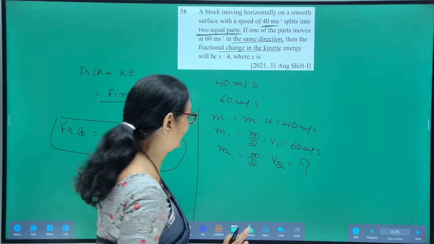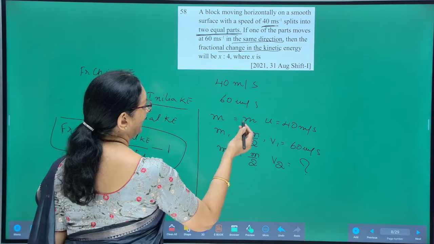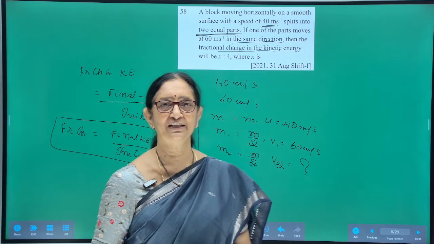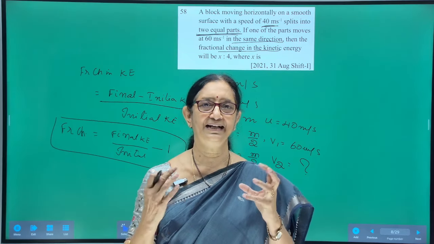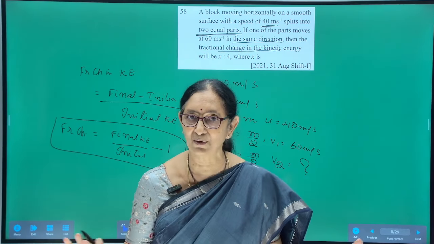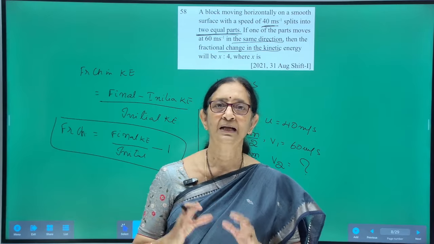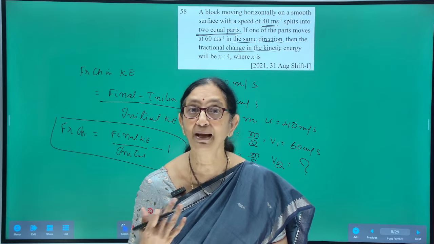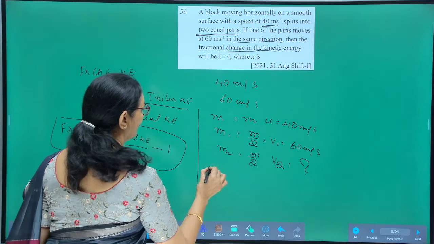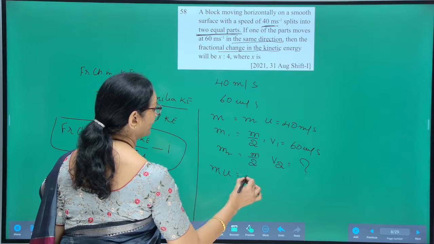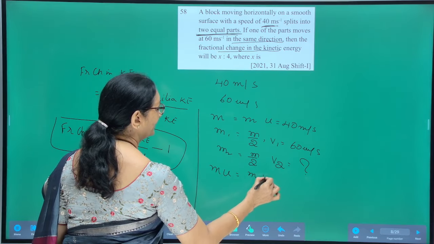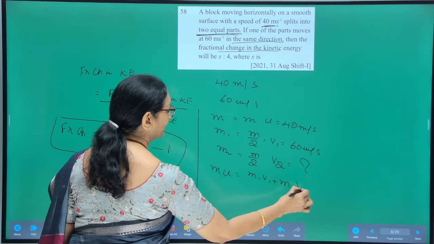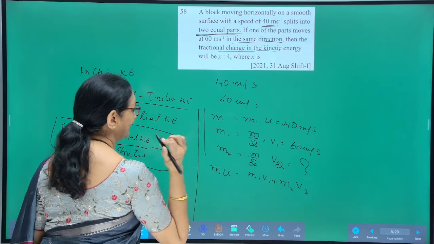only then you can find out the final kinetic energy. So, look here, by applying law of conservation of momentum, when an object suddenly splits into two pieces, there is no external force acting on the system. Total momentum before splitting is equal to total momentum after splitting. So, here mu is equal to m1 v1 plus m2 v2. So, let us substitute the data here.